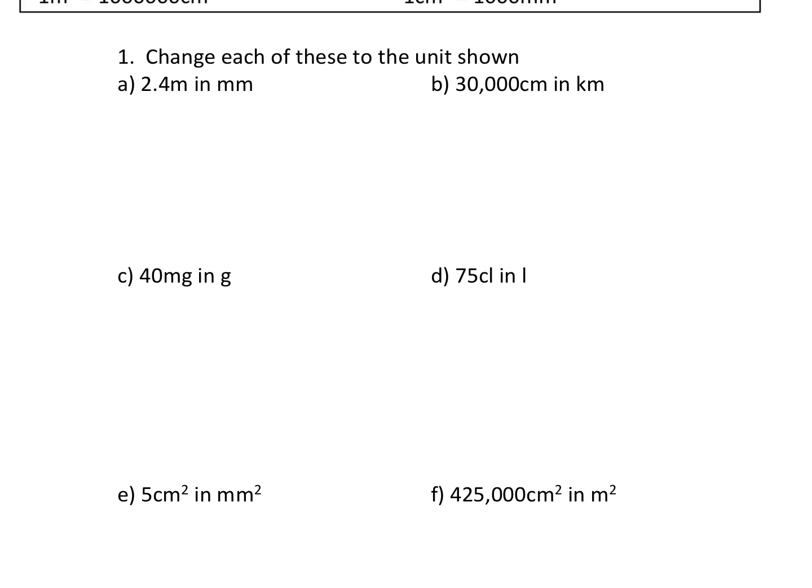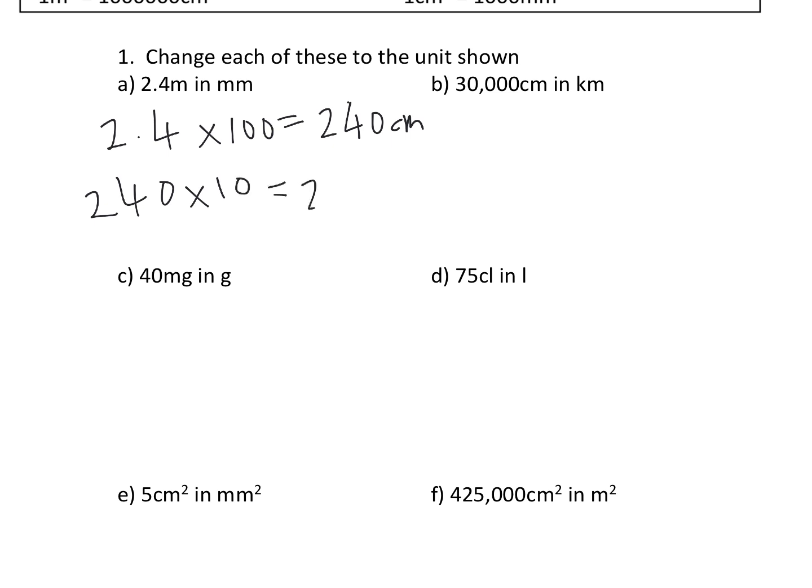Example 1, change each of these to the units shown. So 2.4 meters in millimeters. Well, I know that there's 100 centimeters in a meter. So if I times that by 100 and get 240, that gets me in centimeters. And then I know there's 10 millimeters in a centimeter, so I've got to times that answer by 10, and I get 2,400 millimeters.